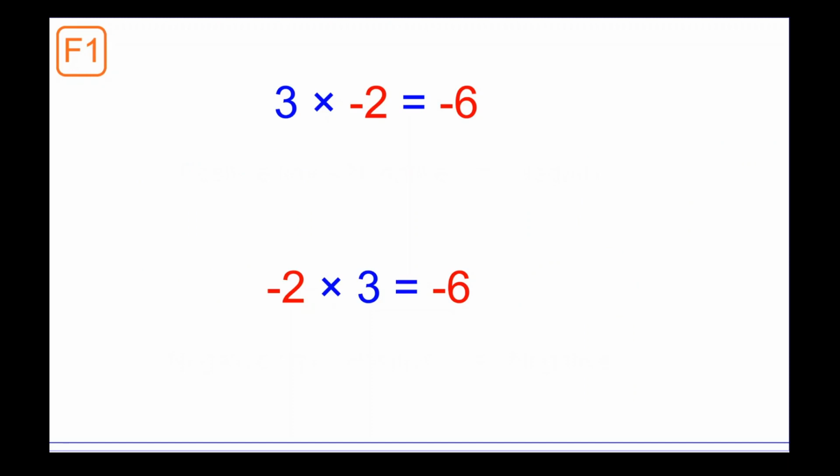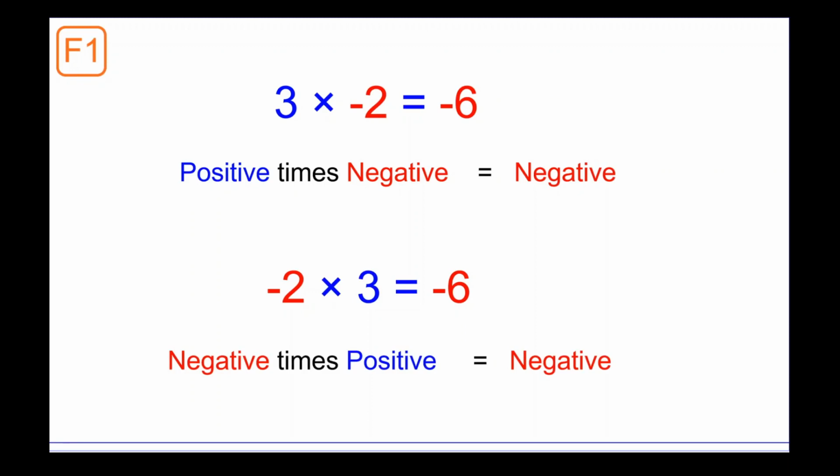Let's just sum that up. 3 times negative 2 is negative 6. In other words, a positive times a negative gives a negative answer. Negative 2 times 3 is negative 6. In other words, a negative times a positive gives a negative answer.